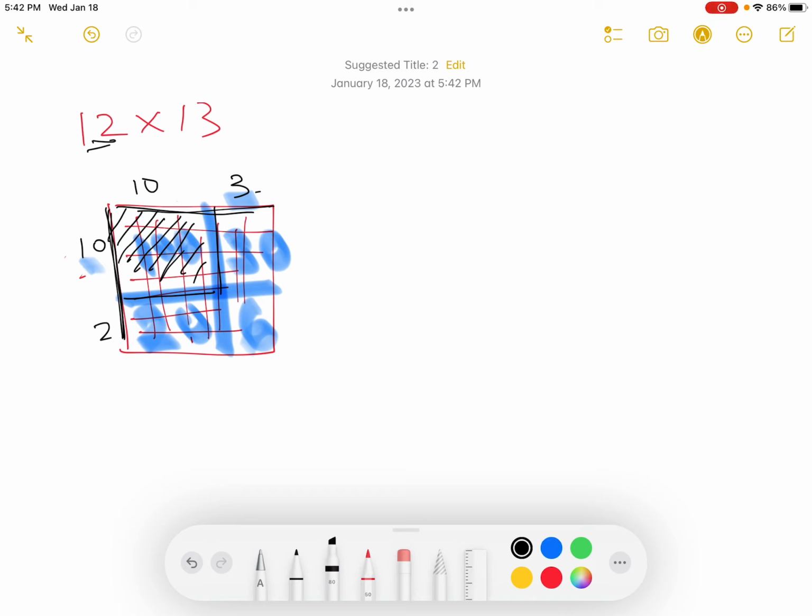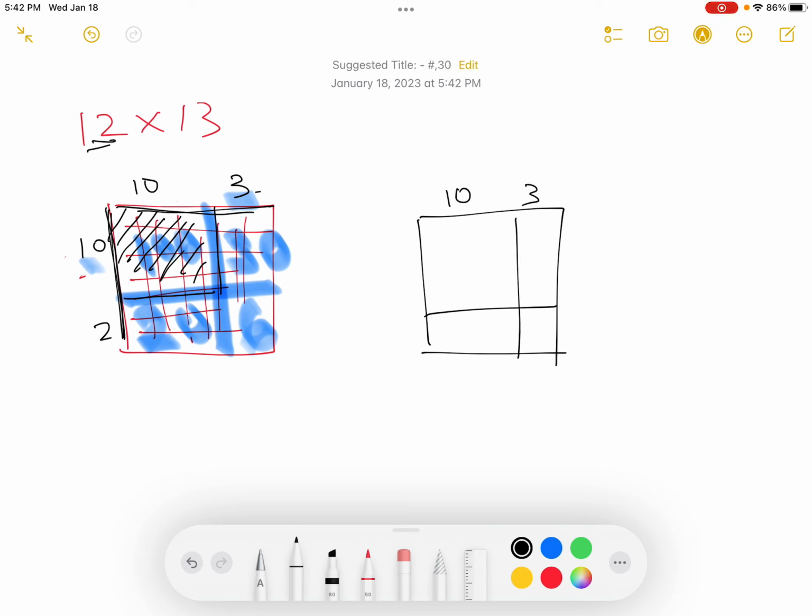So let me write that out now with less mess. Okay, so I'm going to write that again with less mess here. This is going to be 10 and 3, 10 and 2. Now that's going to be one region. That's 10 times 10 is going to be 100. 10 times 3 is going to be 30. 10 times 2 is going to be 20. 2 times 3 is going to be 6.